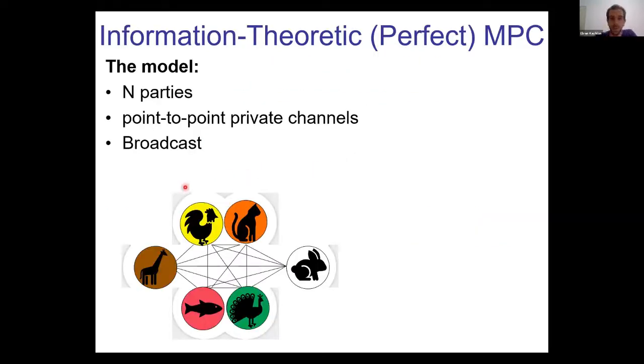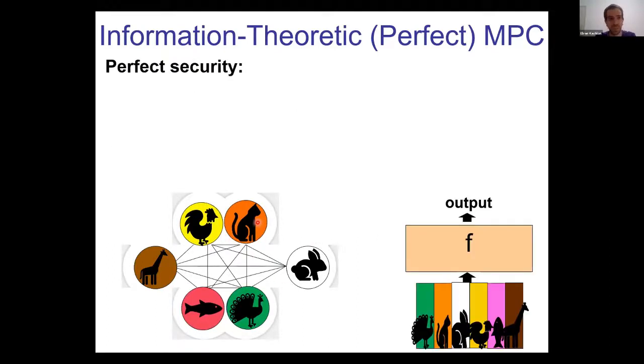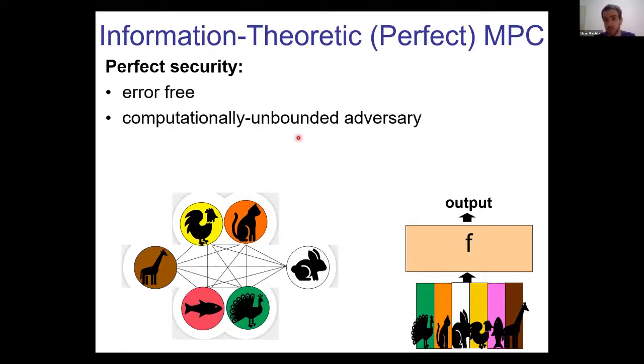Let's start with the model. We have n parties that communicate over secure point-to-point channels, and they also have access to a broadcast channel. The parties want to compute a joint function f of their private inputs. Perfect security essentially means that the computation is error-free, even in the presence of a computationally unbounded adversary that corrupts up to t parties, like in this example.